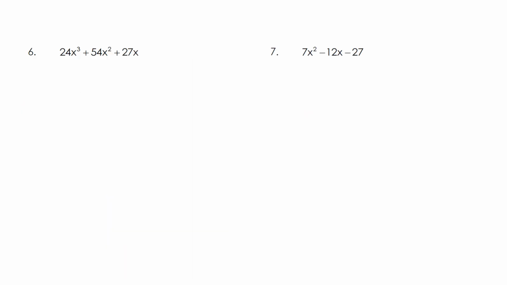Looking at number 6 here, 24 times 27 is 684, if I'm not mistaken, so a very, very large number. So I'm definitely going to check for a GCF on this problem. And we do, in fact, have a GCF that we can factor out. Every single one of those has a 3 in common and an x in common, so I'm going to factor out a 3x. When I do that, I have 8x squared plus 18x plus 9 left over.